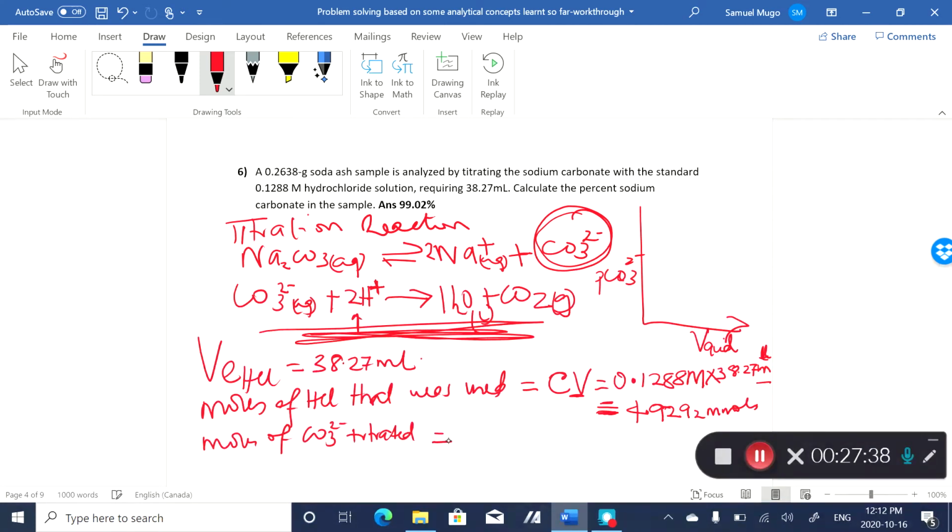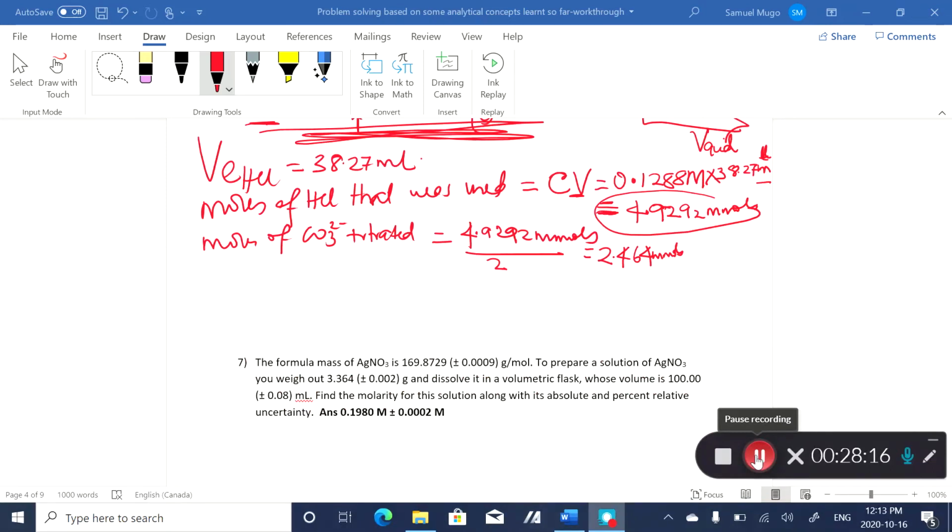You can see it's a 1 to 2 stoichiometry. So the number of moles of the carbonate that was titrated would be based on what I've calculated here, the amount of acid consumed, 4.9292 millimoles. But again, you can see it's a 1 to 2 stoichiometry, so I divided by 2. And when you do that, you're going to get 2.464 millimoles.